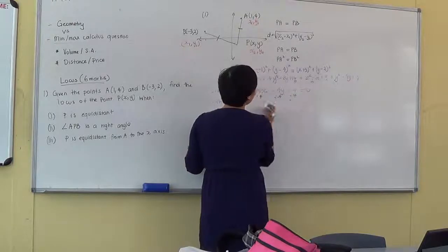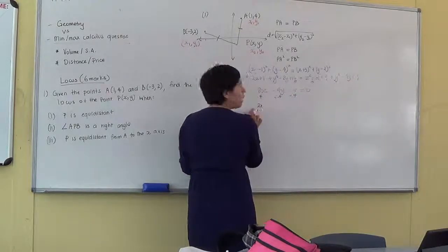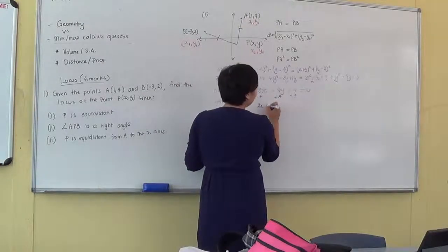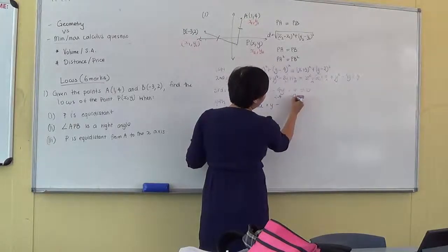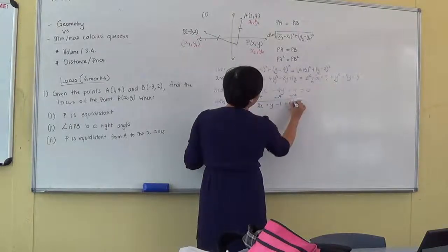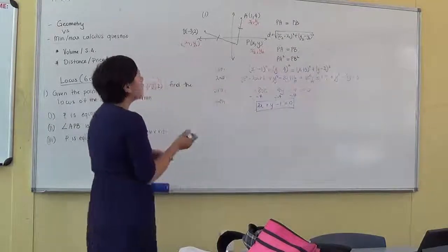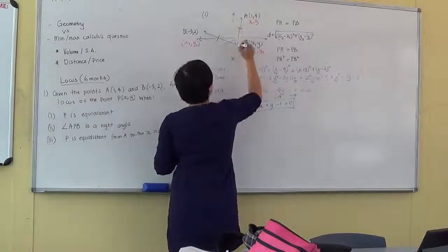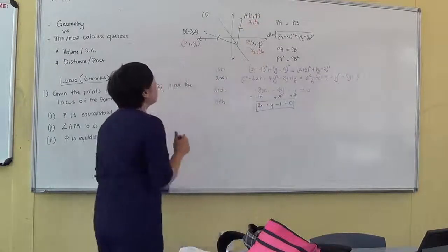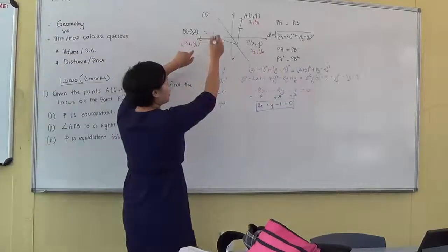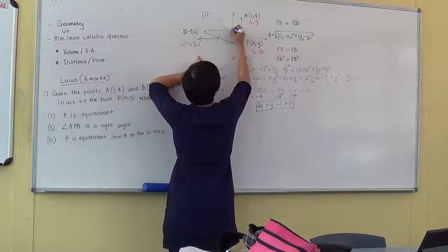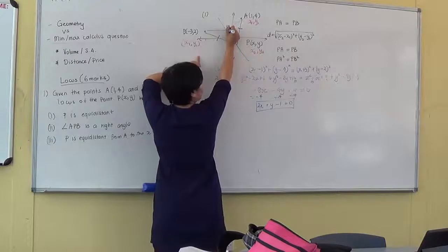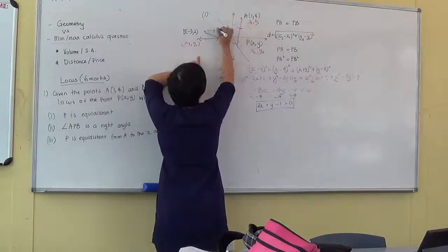The reason I've divided by -4 is because I want the x coefficient to be positive. So that's going to be x plus y minus 1 equals 0. And that's your equation. This is actually a linear equation, so that tells me the path of P is a straight line. So the locus of P is a straight line. Anywhere on this straight line, the two distances PA and PB are the same, so that's all it means.